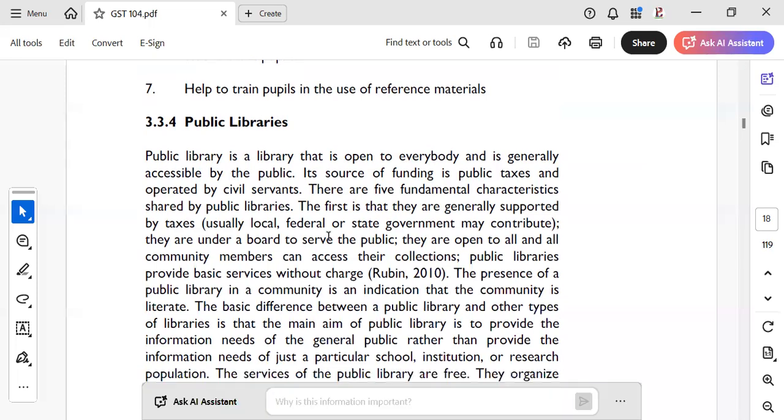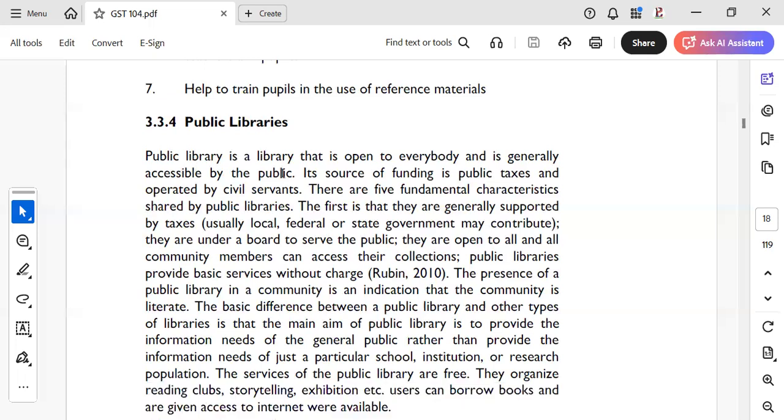What are public libraries? Now, a public library is a library that is open to everybody. This one is not a library that deals with only primary or secondary school, or only university students, or only people that are doing research. This is an open library.